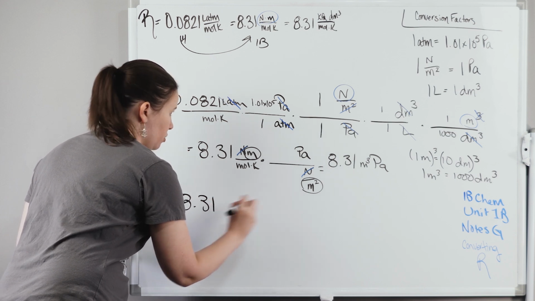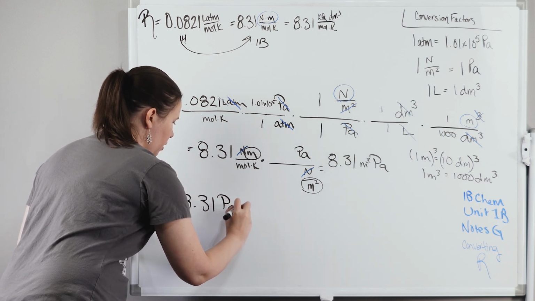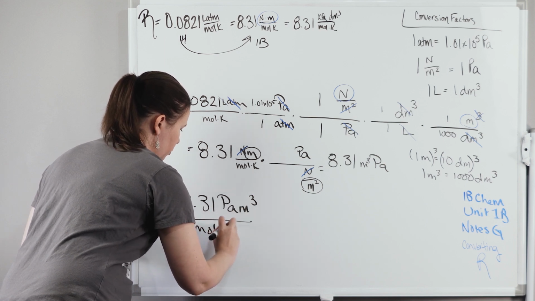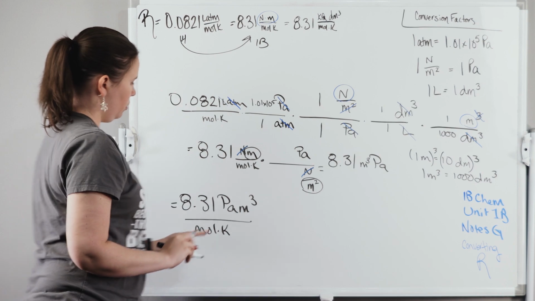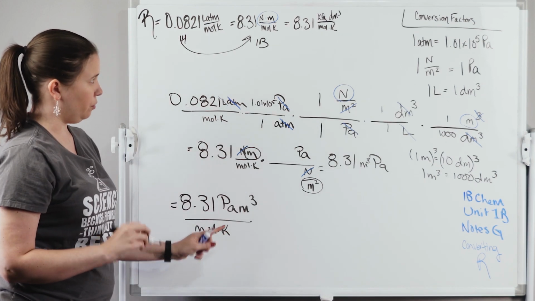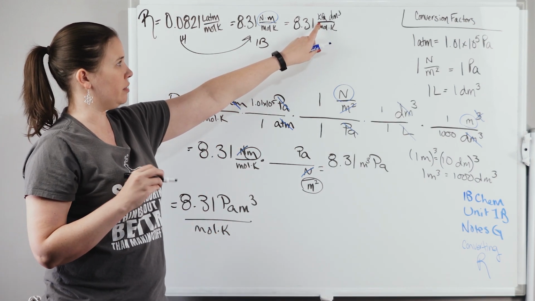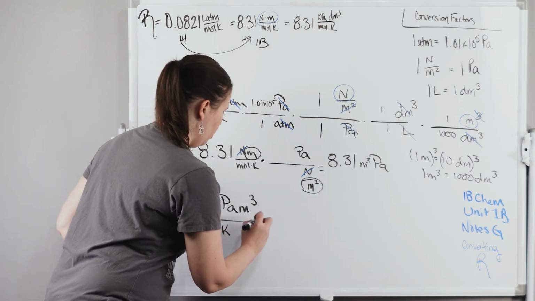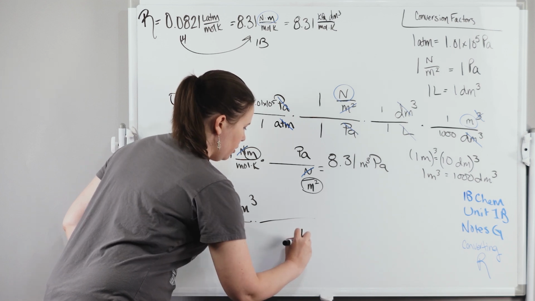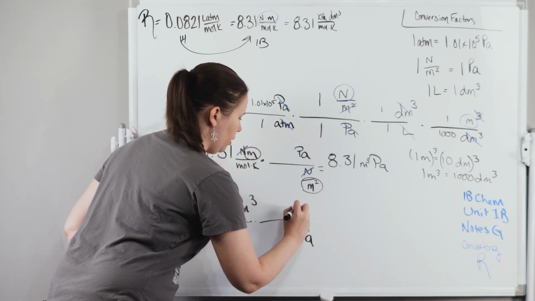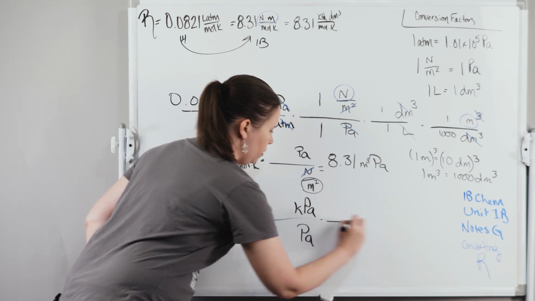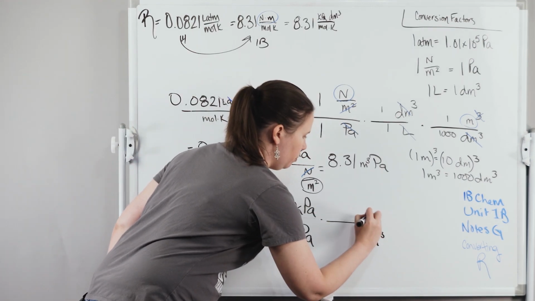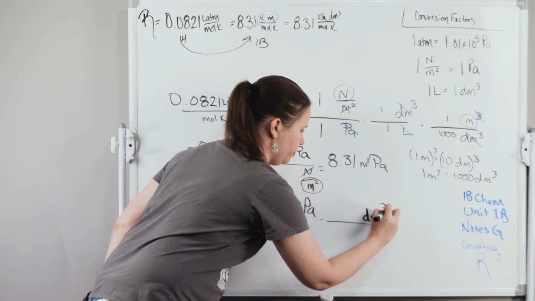8.31. It just looks funny, so I'm going to flip them back: Pa meters cubed over mole K. So now that I have pascals and meters cubed, it's a much closer leap to get to kilopascals and decimeters cubed. Just one conversion factor needed for each. First the pascals I'll put on the bottom and put kilopascals on the top. Then I have meters cubed, which I'll put on the bottom, and put decimeters cubed on the top.